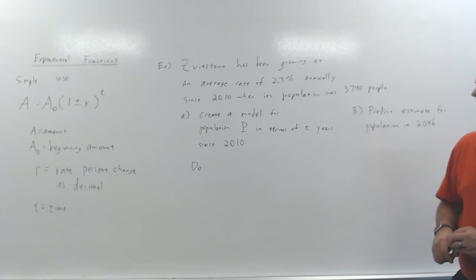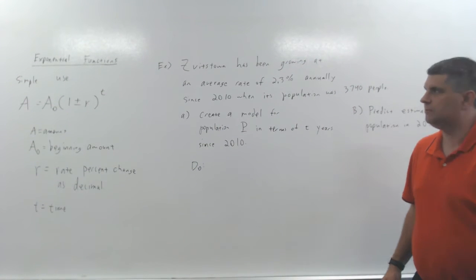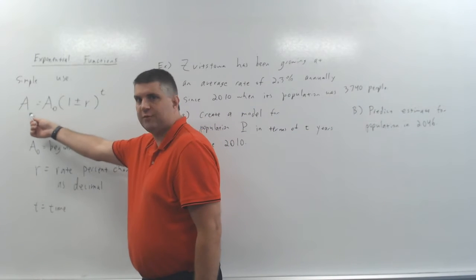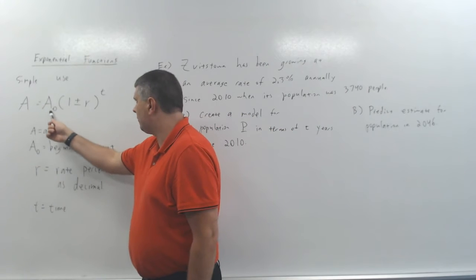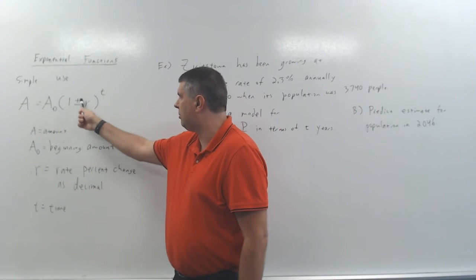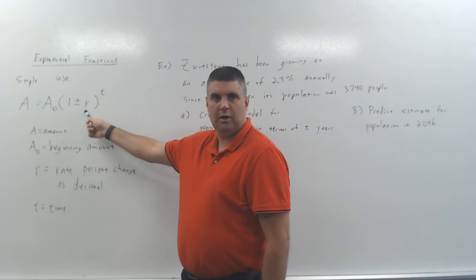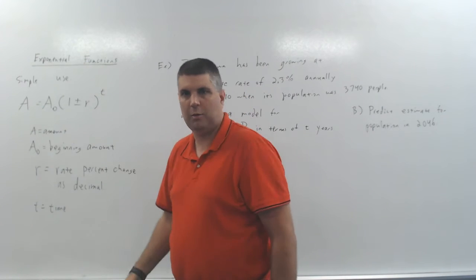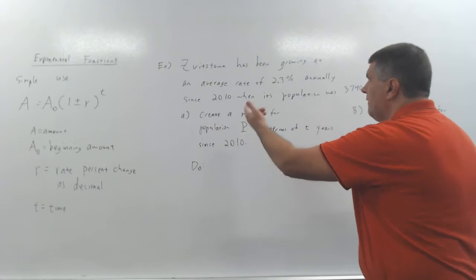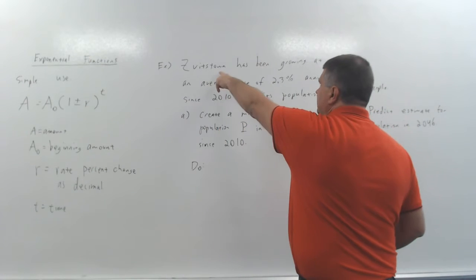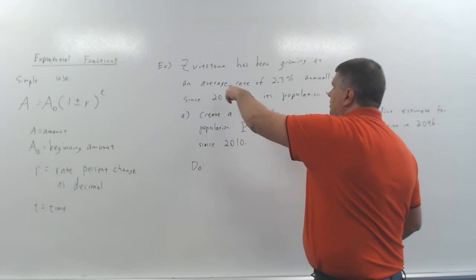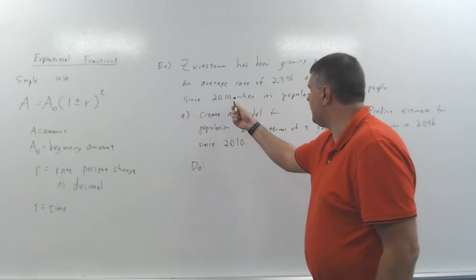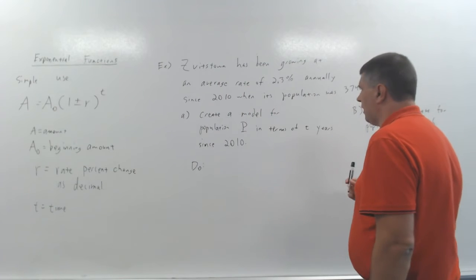Okay, I plan to introduce exponential functions. A simple use might be of this form, where amount equals the original amount times 1 plus or minus a percent change to the tth power. Okay, like a population model. The fictitious town of Zwitztown has been growing at an average rate of 2.3% annually, which means per year, since 2010 when its population was 3,740.